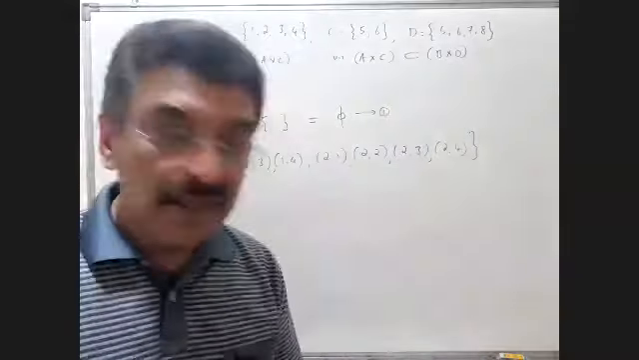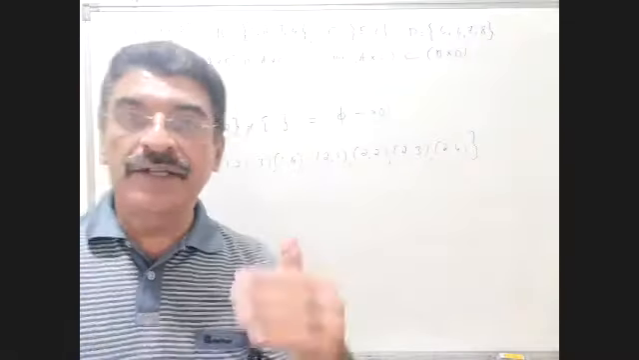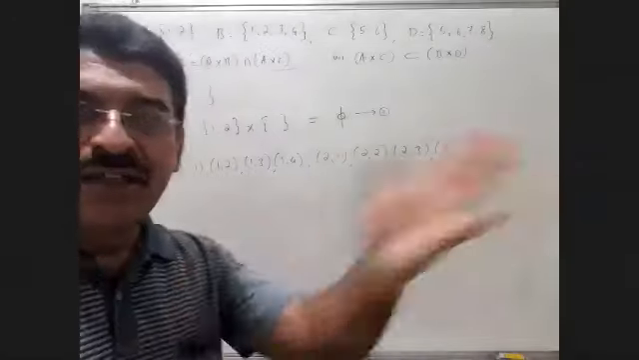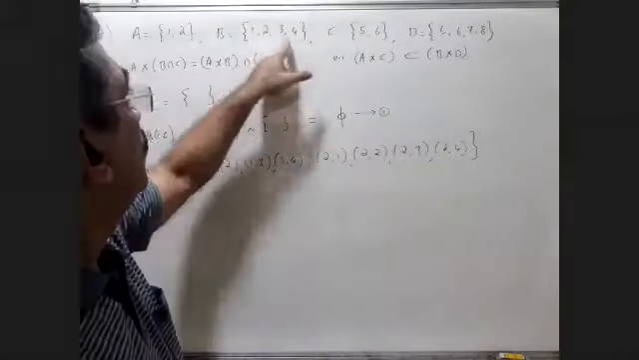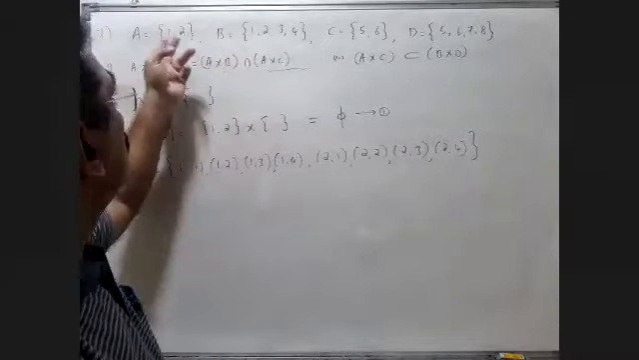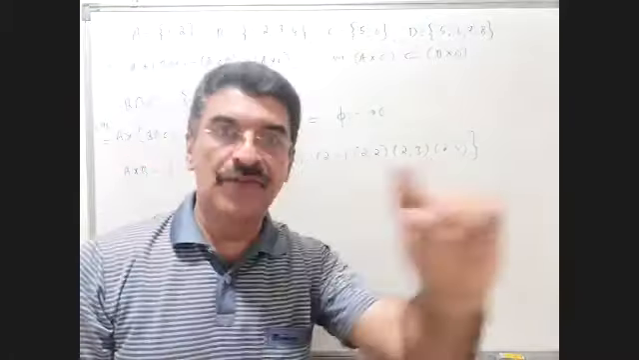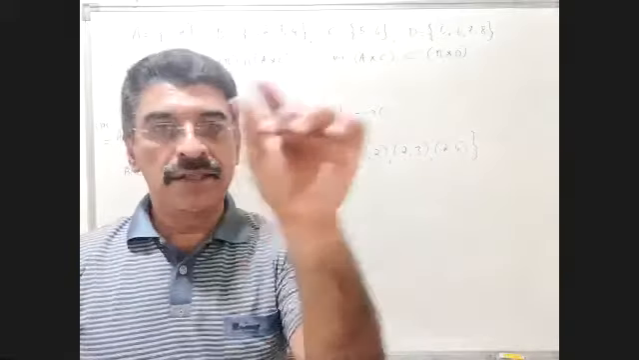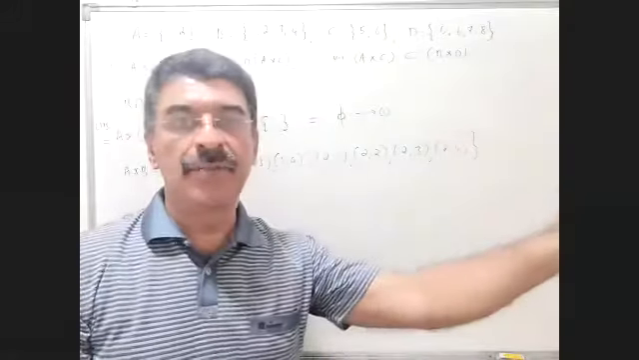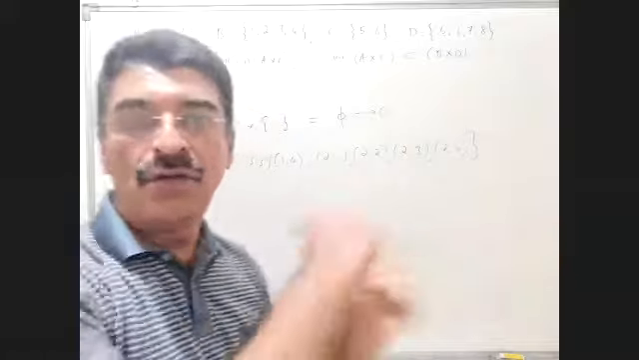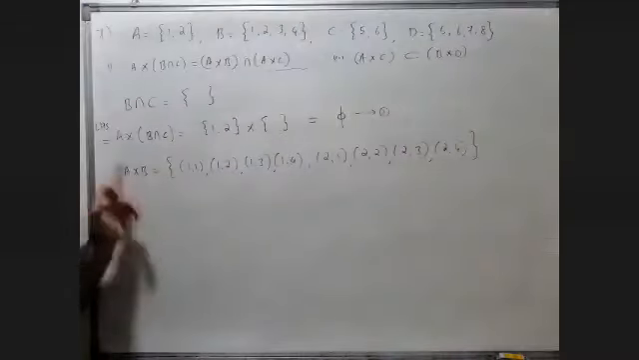You can see that while writing cross product, write in an order. Don't write irregularly. Don't write 1, 3, then 2, 1, then 1, 2. So take in an order. Take the first element, pair it with every element in the order. Again, take the next element, pair it with each element in the second set. In an order. Don't go for writing here and there. This is A cross B.